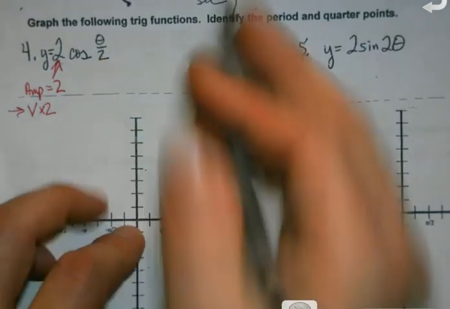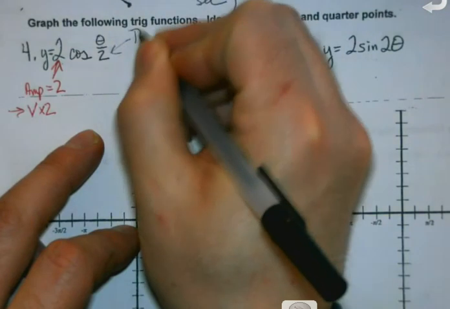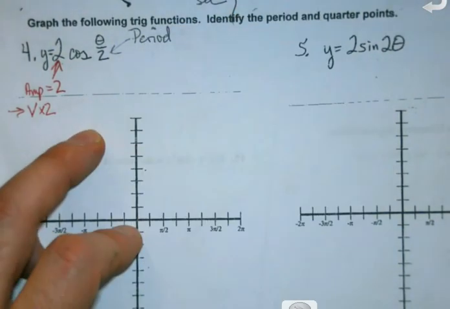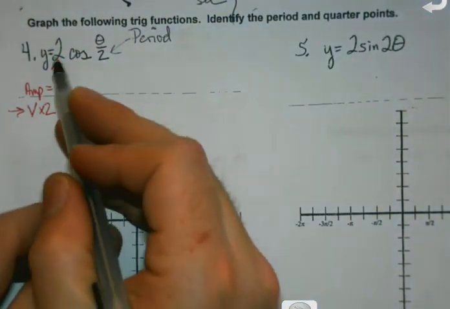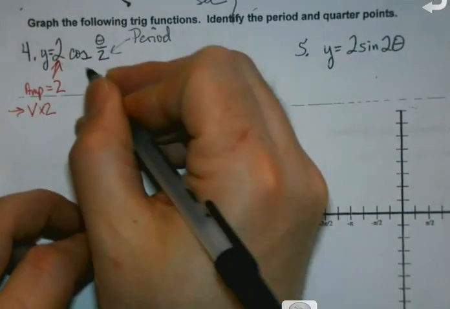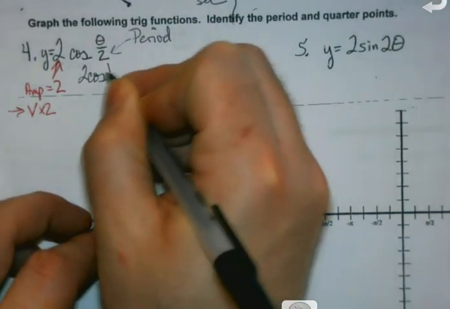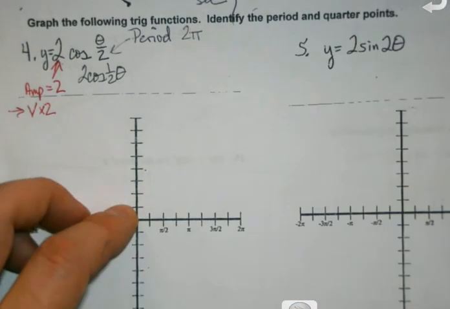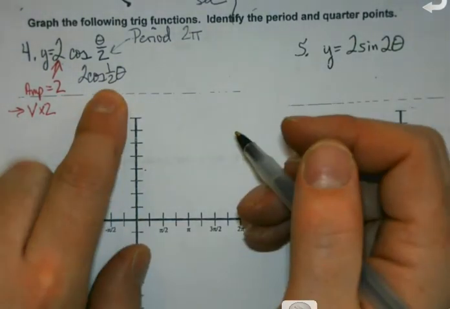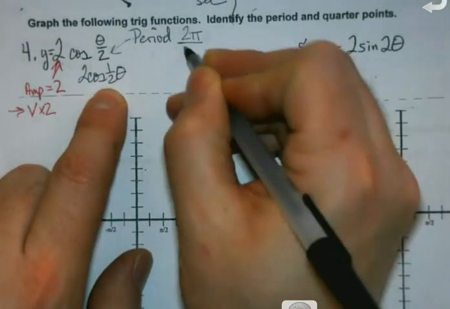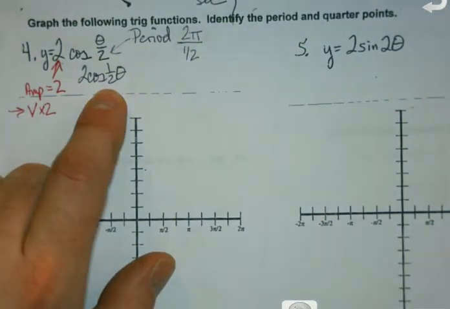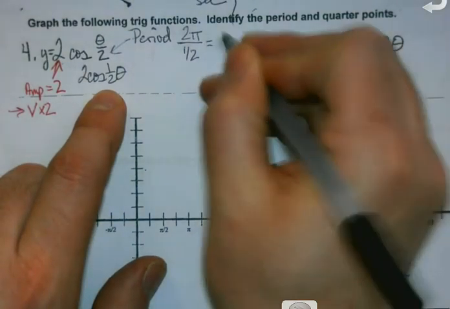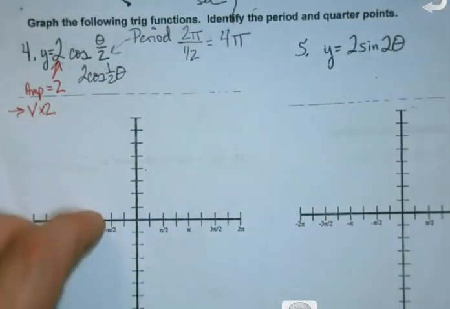Right, my period. It's just pi. Yeah, because remember, 2 cosine theta over 2 is the same thing as 2 cosine 1/2 theta. So when I have my normal period here of 2 pi, you're dividing it by this number. Dividing it by 1/2, or as what was just mentioned, multiplying by 2. Because dividing by a half is the same as multiplying by its inverse. So my period is going to be 4 pi.